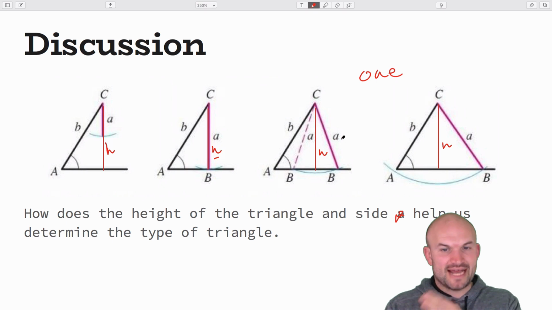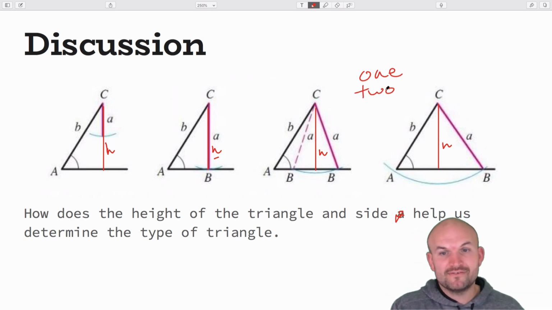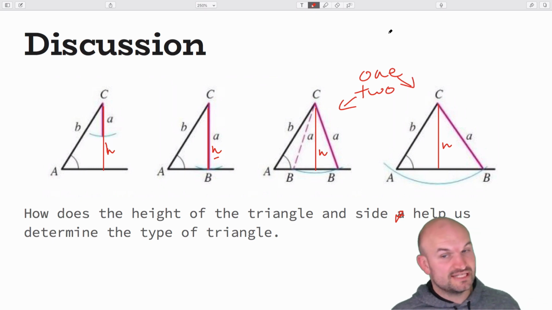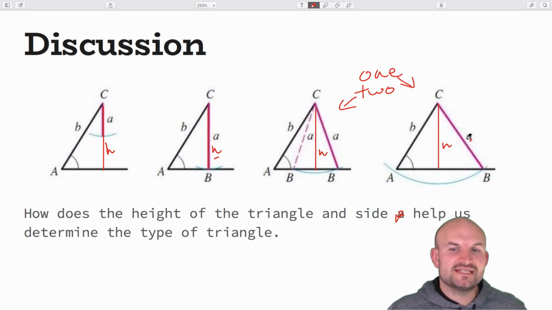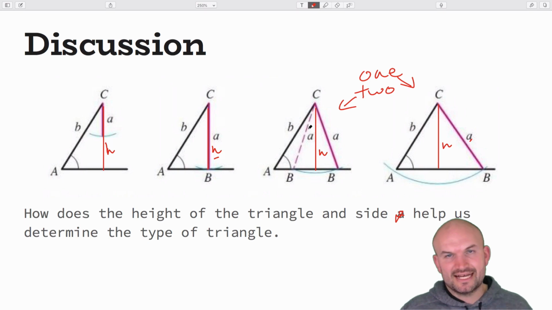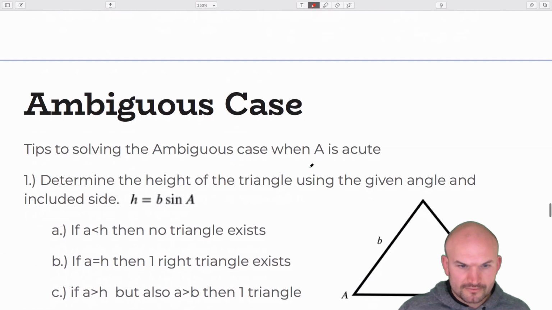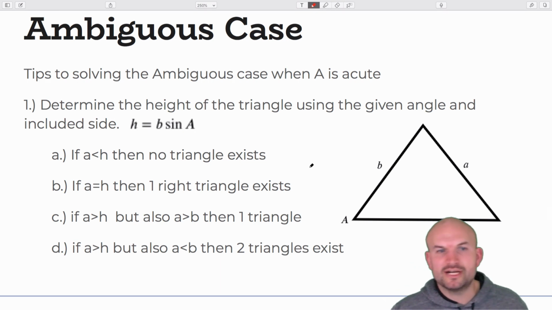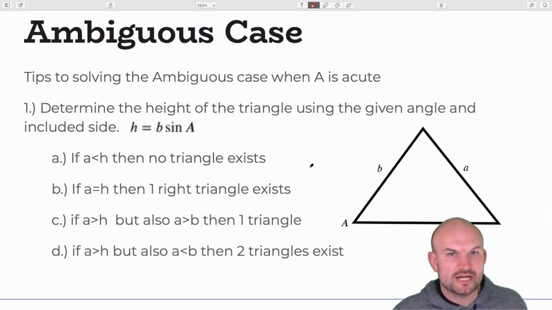So when A is larger than H, you either have 1 or you have 2 triangles. So what is the difference between these? Well, in this case, you can see that A is larger than B. In this case, you can see that A is smaller than B. So I summarized all of this into some cases. Basically, when we're trying to identify the type of triangle we have for the ambiguous case, we want to find the height.